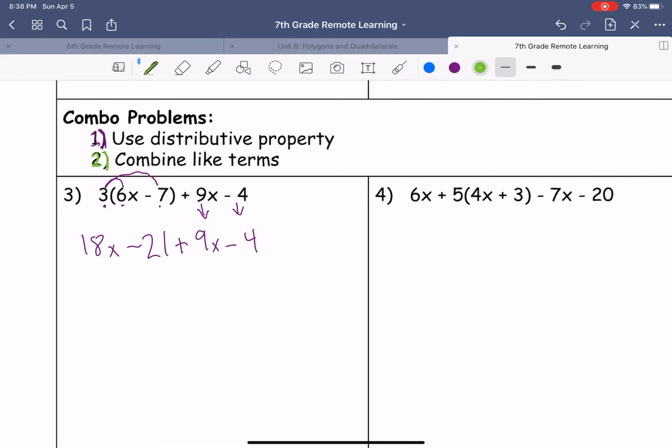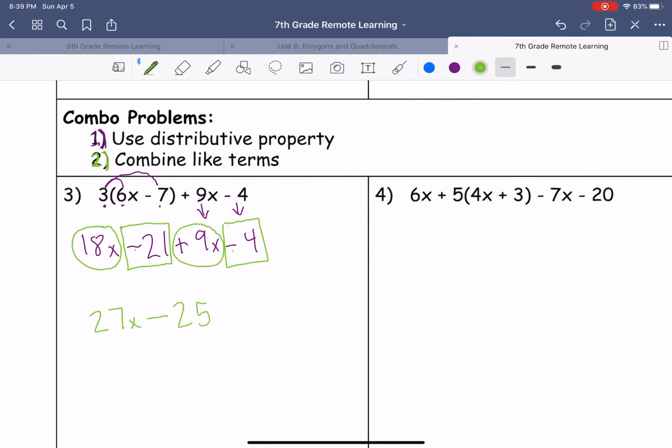And now I need to combine my like terms. So I've got an 18x here. And my other x is plus 9x. So 18 plus 9 is going to give us 27. And my x, have to remember my variable. And then, let's see, I've got a minus 21 and a minus 4. So negative 21 minus 4 is negative or minus 25.